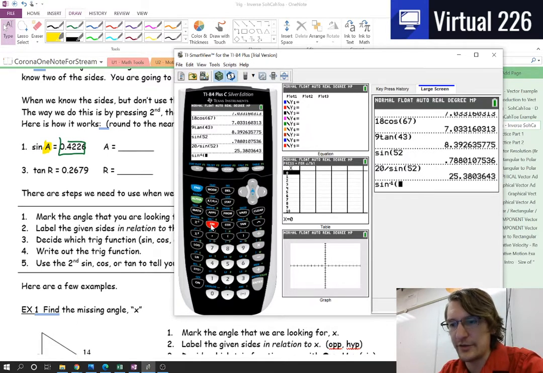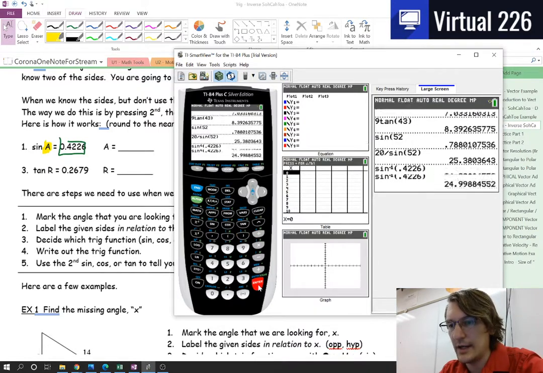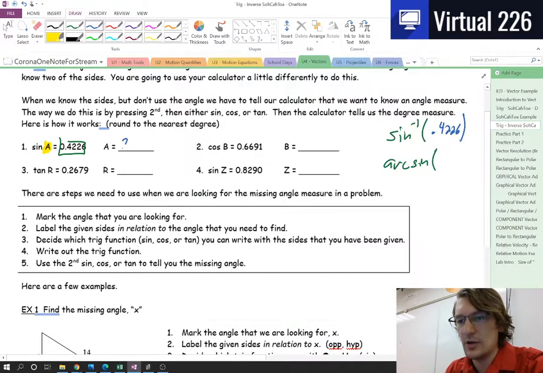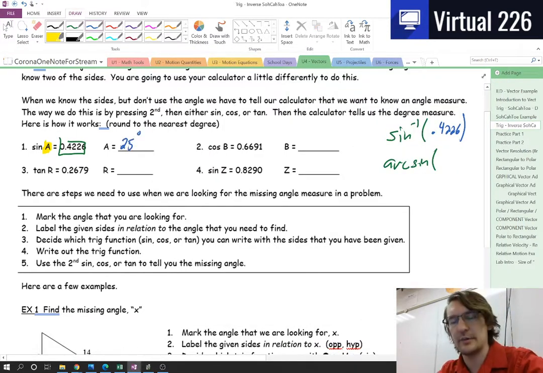So we're going to take the inverse sine. So there's inverse sine, sine to the negative first power of 0.4226. Close that parenthesis because I'm paranoid. And I hit enter, and I get just about 25 degrees here, okay? 24.99, whatever. That's 25 in my opinion, okay?